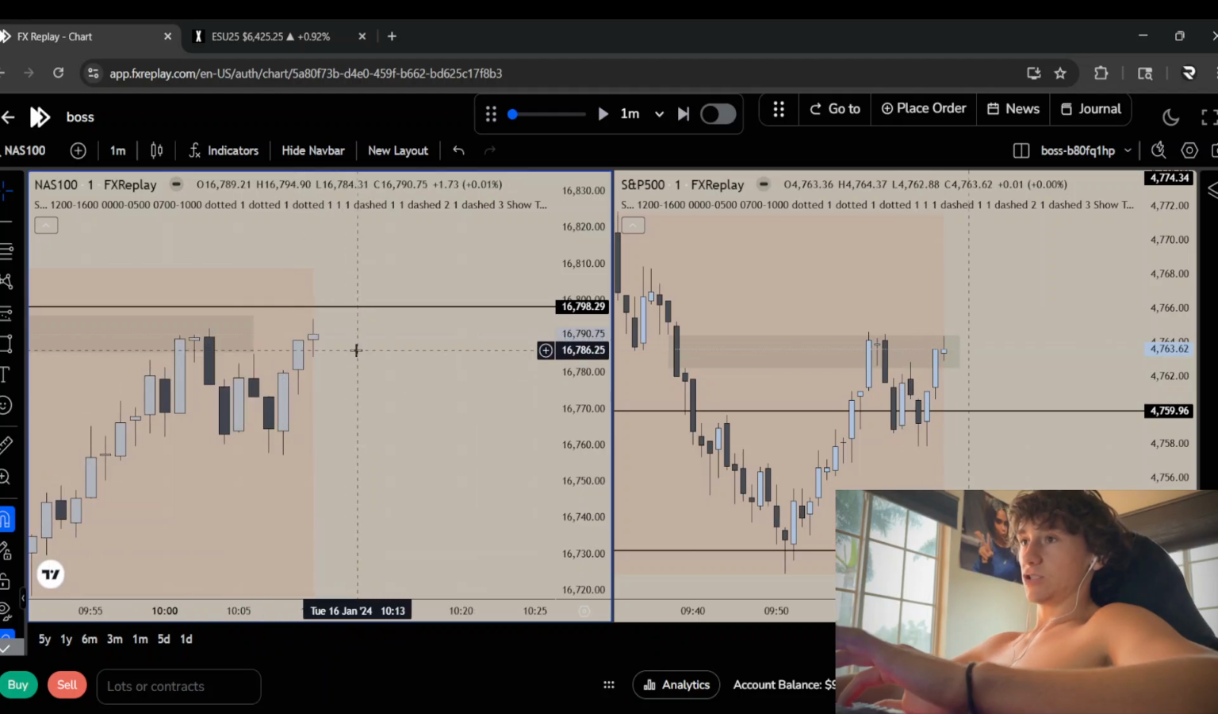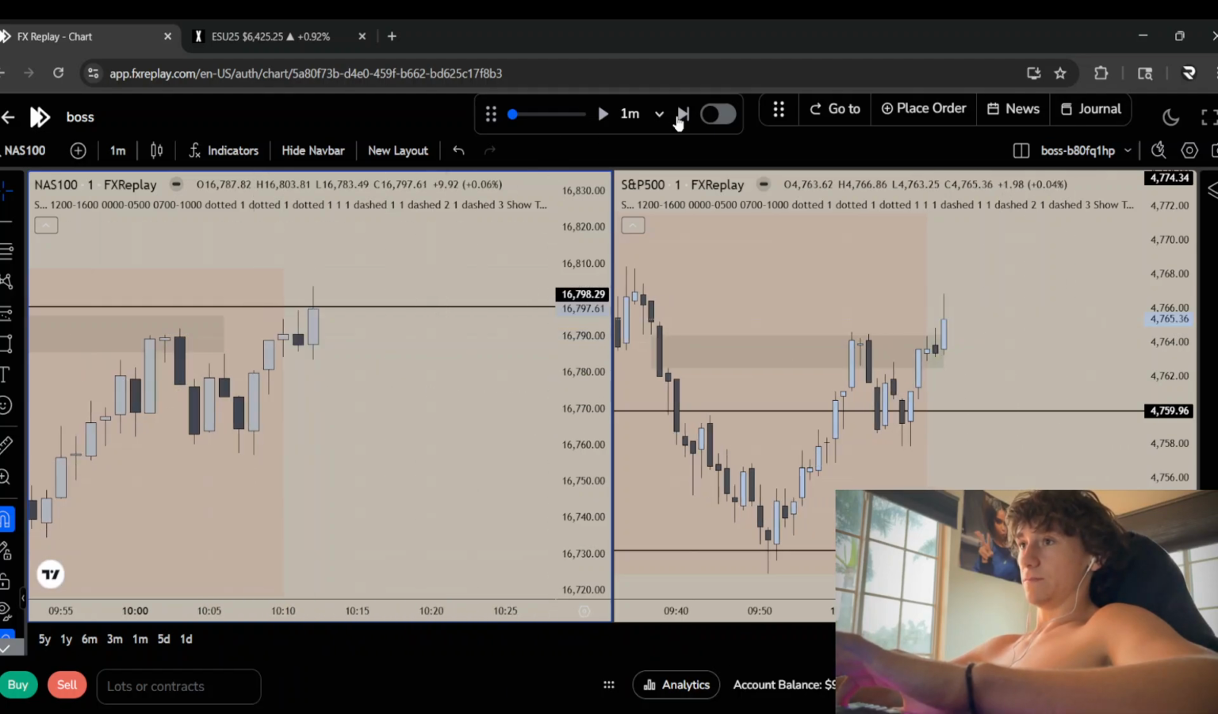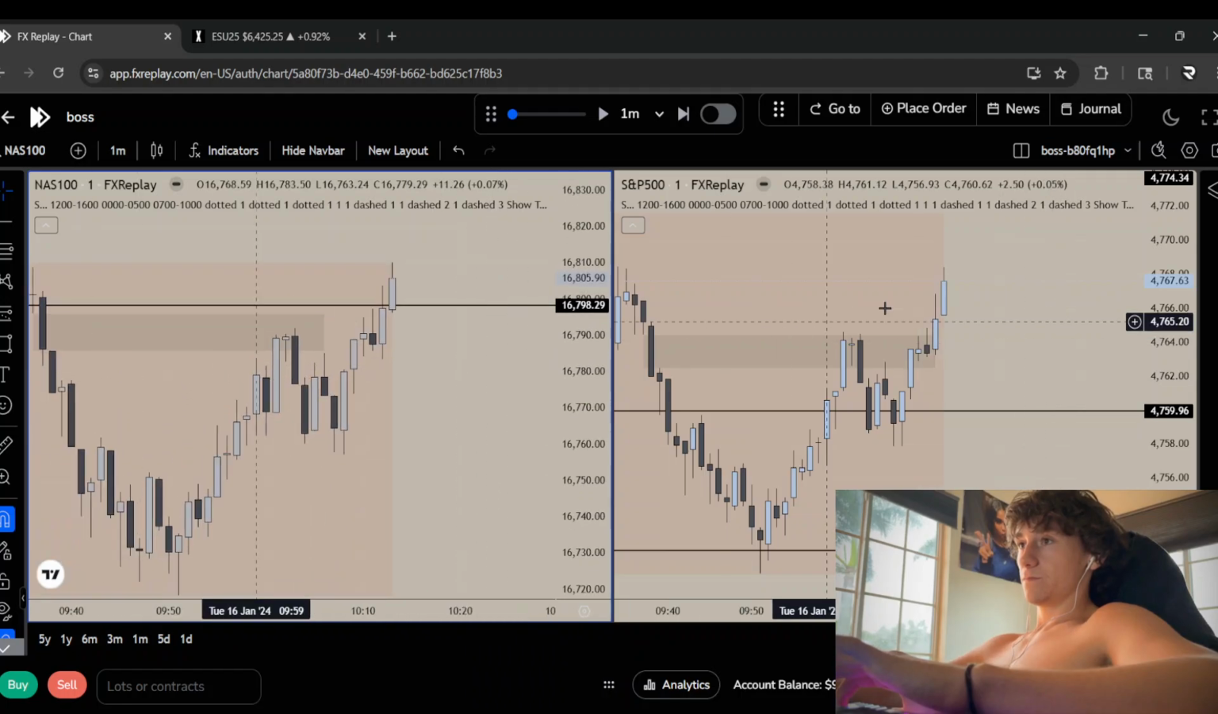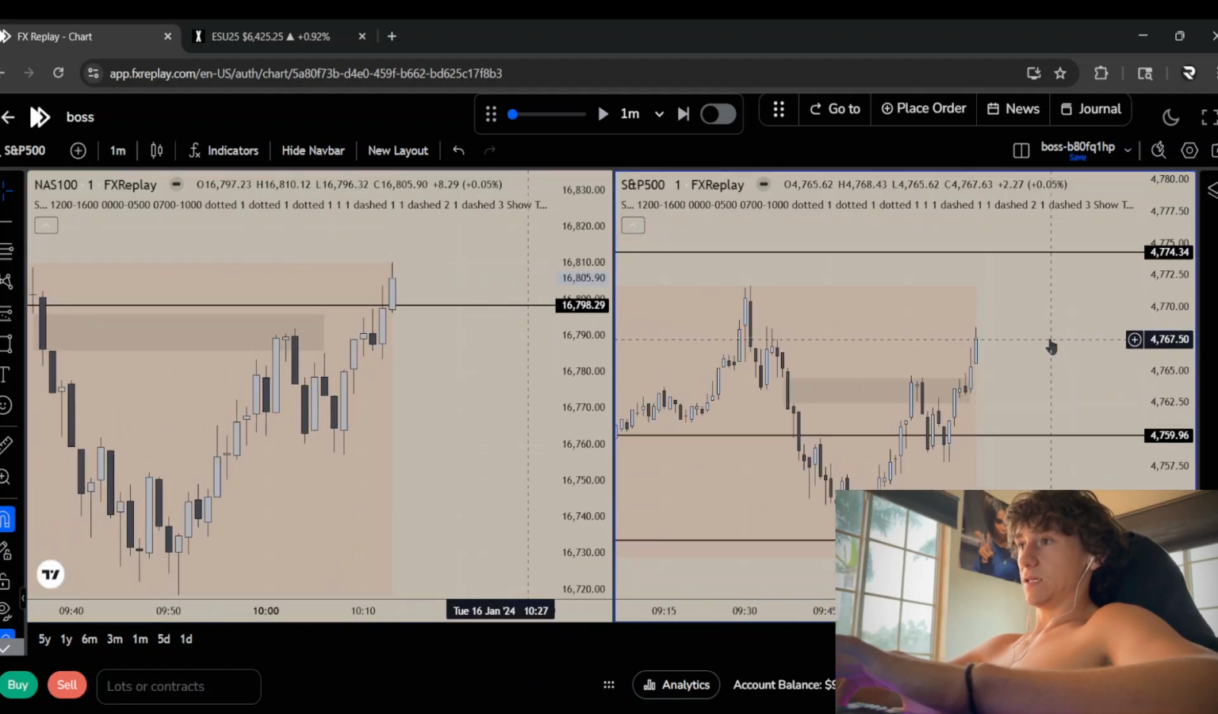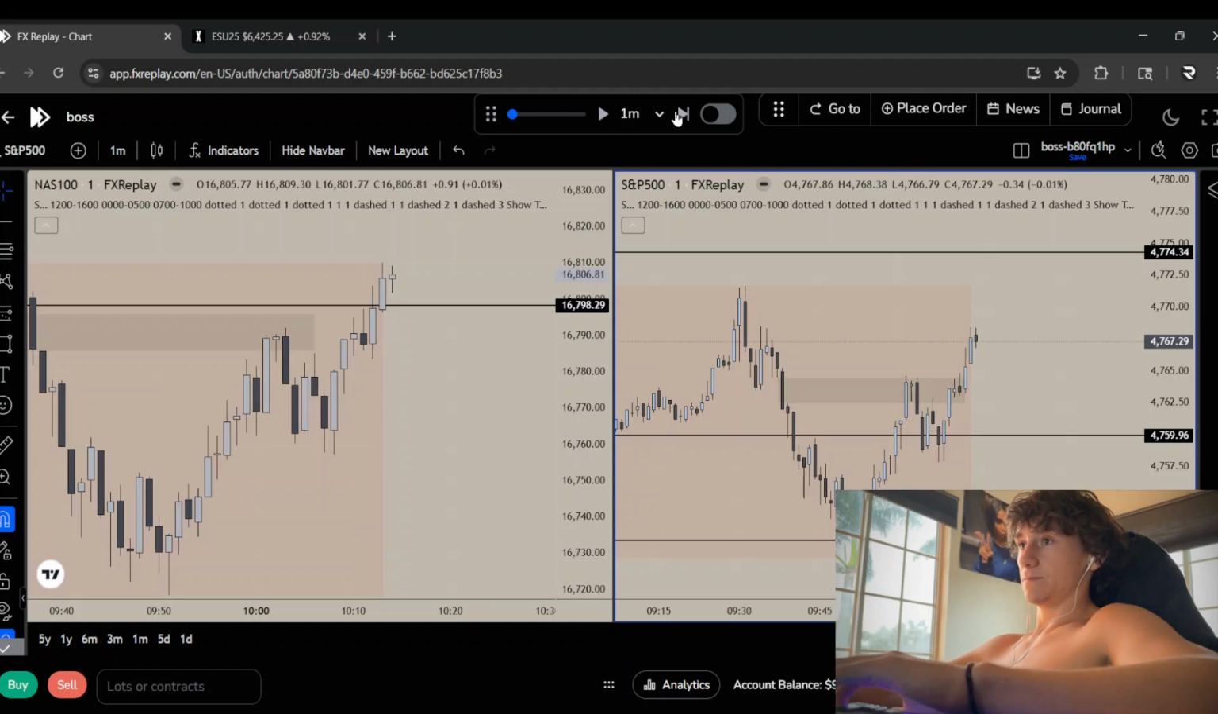I should have put my stop here because there's no more gaps to be filled, but regardless, maybe we want to come up and take it out now on ES.